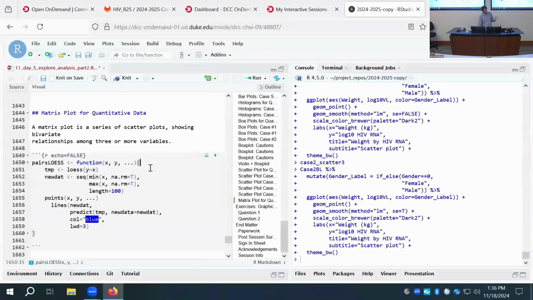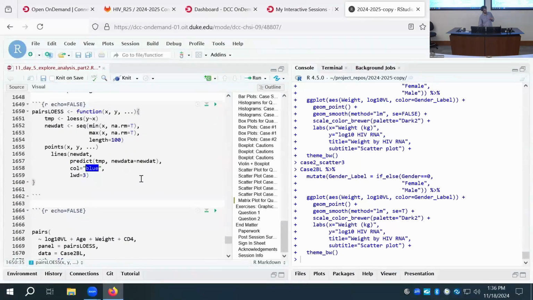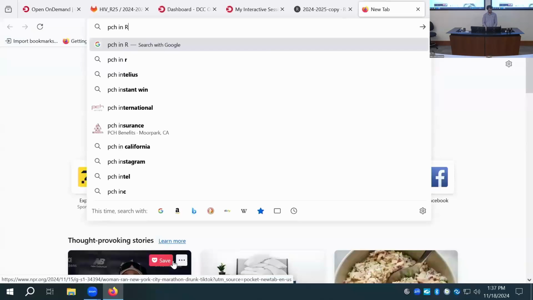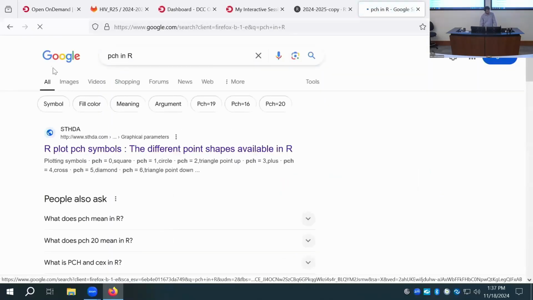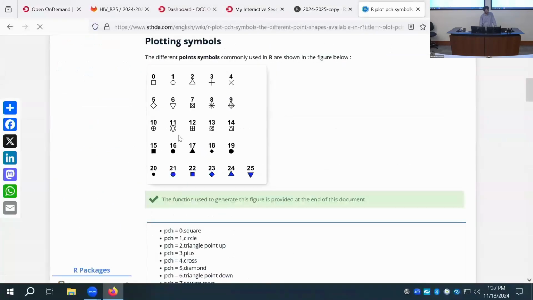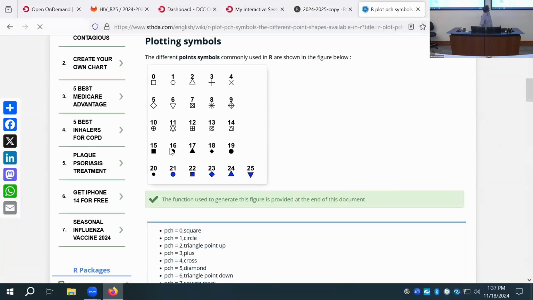So this is going to be a function that I'm going to pass into this pairs package. I say, all right, pairs, I'm going to give you 4 variables. There's a little formula: log 10 viral load plus age plus weight plus CD4. This is the panel, this is the data. PCH is the symbol basically. I never remember any of these, but it's going to give us a filled in circle, right?